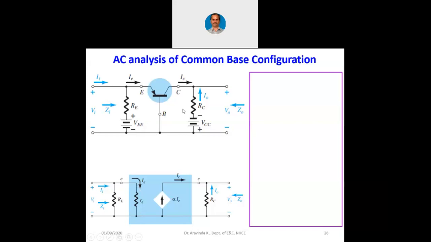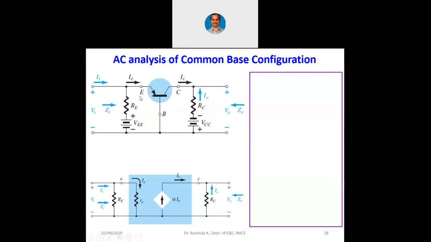Next, at the output side, we have this alpha into IE. Why? Because the collector current is nothing but alpha into emitter current. You already know this ratio alpha is beta by 1 plus beta, that is always less than unity, because emitter current is always larger than the collector current. Why? Because IE is equal to IC plus IB. So, using that expression, revise your first year's basic electronics knowledge. And based on that, we have an expression for collector current, that is alpha into IE.